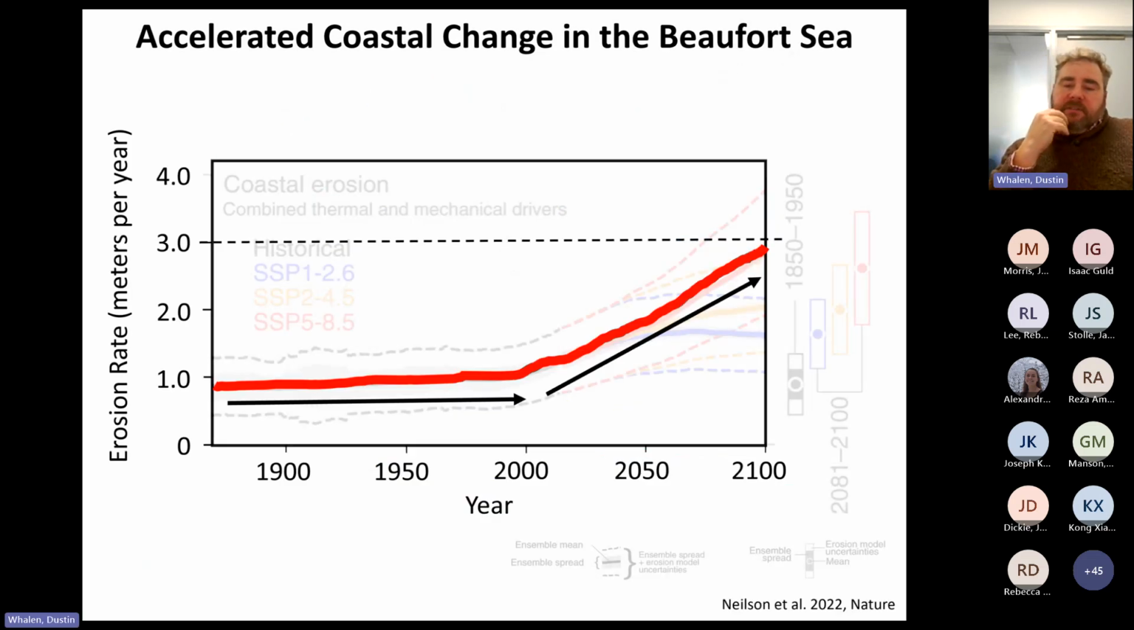And this paper by Nielsen showed that in the next 80 years, there could be a tripling of erosion across the Arctic. So I think that's very significant. And it also shows the strong connection to all of the other climate drivers.